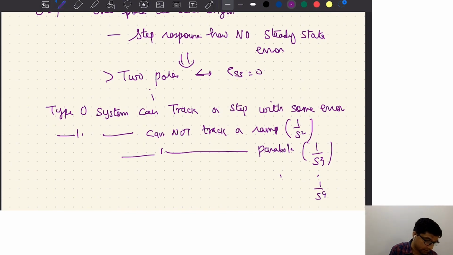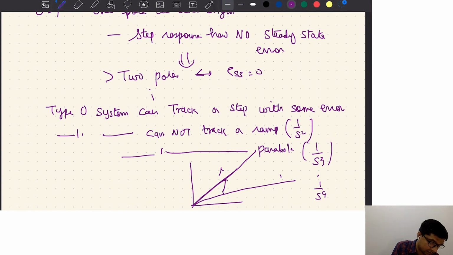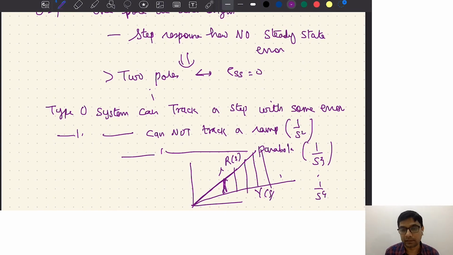So if I am tracking, say, this signal, this is my ramp signal, this is my R, and maybe my system will just be something like this. And you see, as time goes, so this is my reference R of s. Maybe this is something like my Y of s. And as time goes, the error just keeps increasing. It doesn't seem to be converging to anything. Okay, this will be true for a ramp, this will be true for a parabola, and so on.